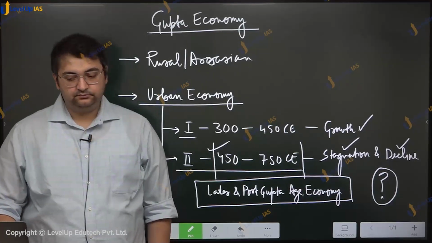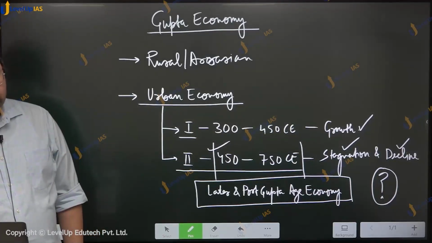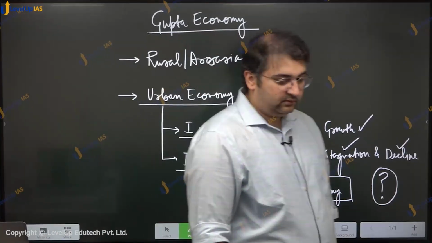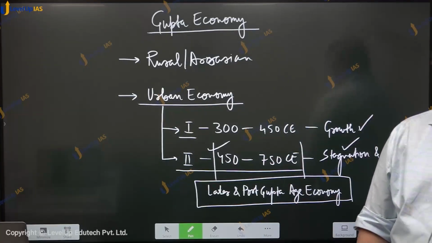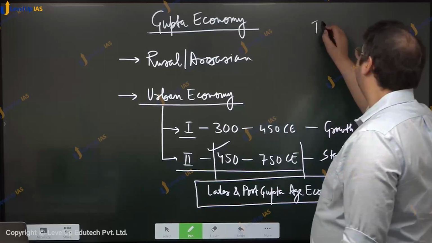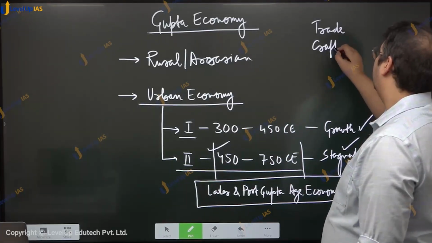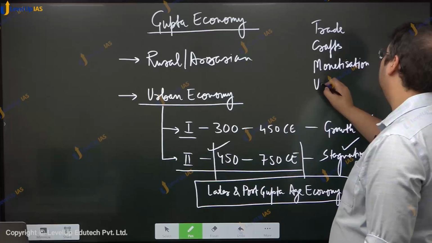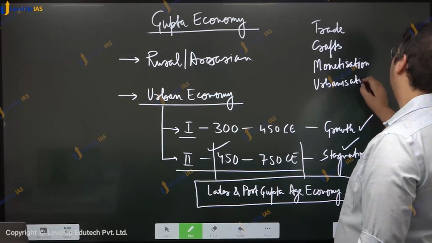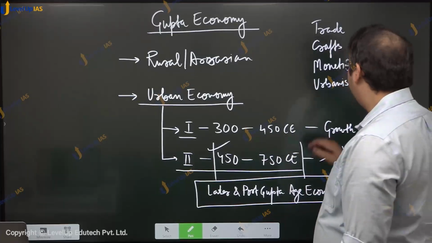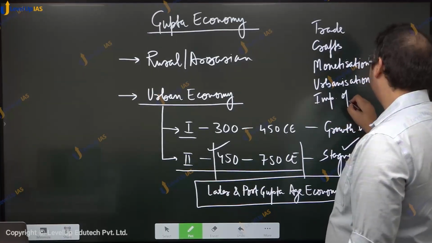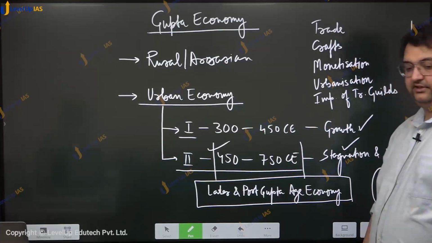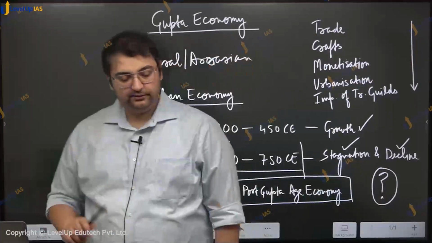Characterized by declining trade, crafts production, monetization, urbanization, and importance of trade guilds. All this is going to experience decline during this period. ठीक है, next point लिखो.